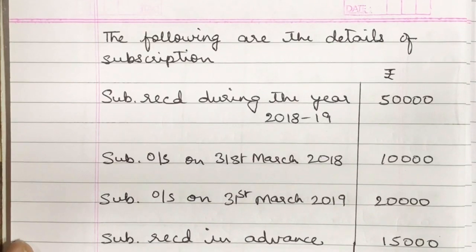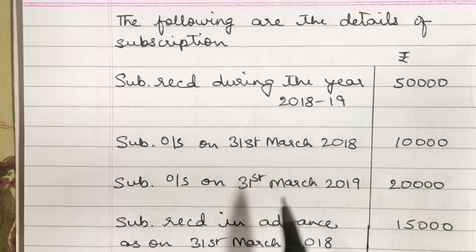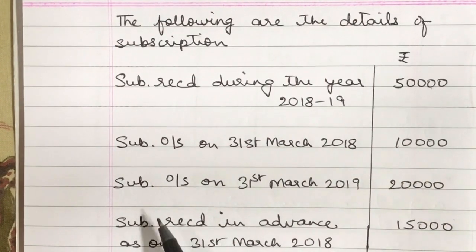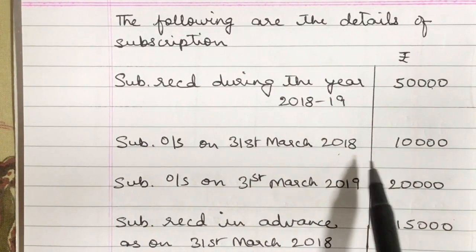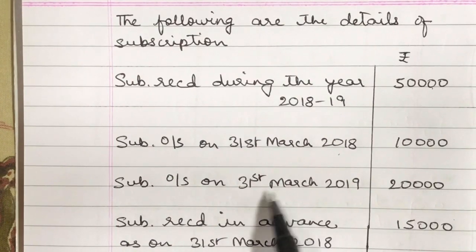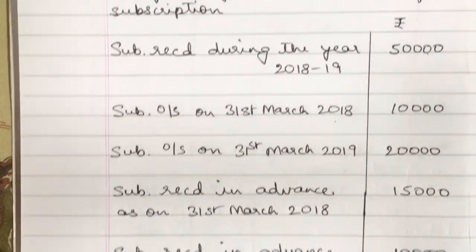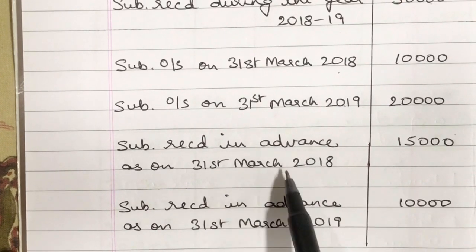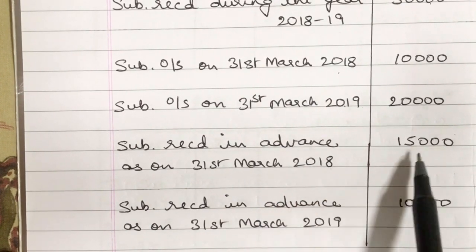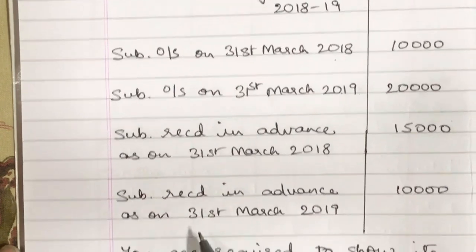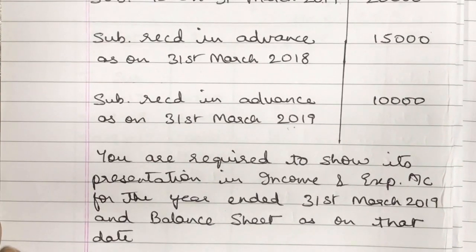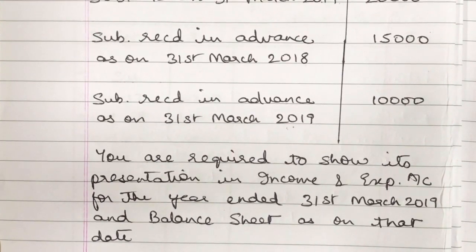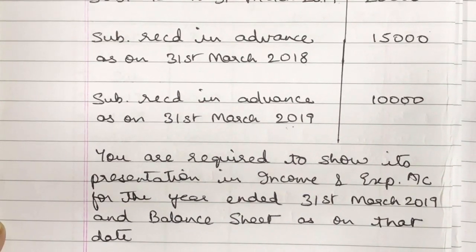Now see, this is the sum given to you. The following are the details of subscription. Subscription received during the year 50,000. Subscription outstanding on 31st March 2018, 10,000. Subscription outstanding on 31st March 2019, 20,000. Received in advance on 31st March 2018, 15,000, and received in advance on 31st March 2019 is 10,000. Now you are required to show its presentation in the income and expenditure account for the year ended 31st March 2019.